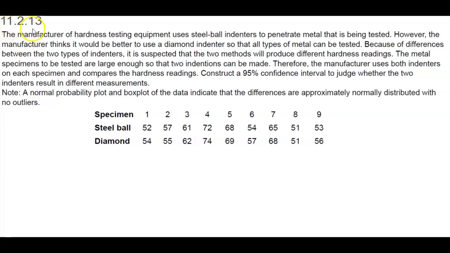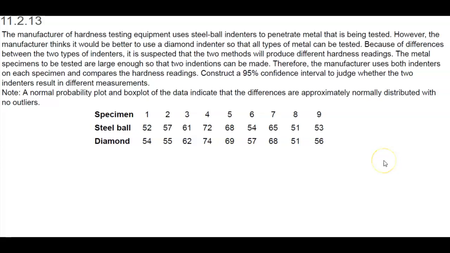Section 11.2.13. The manufacturer of hardness testing equipment uses steel ball indenters to penetrate metal that is being tested. However, the manufacturer thinks it would be better to use a diamond indenter so that all types of metal can be tested. Because of differences between the two types of indenters, it is suspected that the two methods will produce different hardness readings. The metal specimens to be tested are large enough so that two indentions can be made. Therefore, the manufacturer uses both indenters on each specimen and compares the hardness readings.